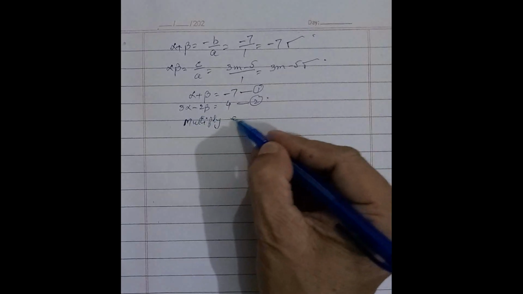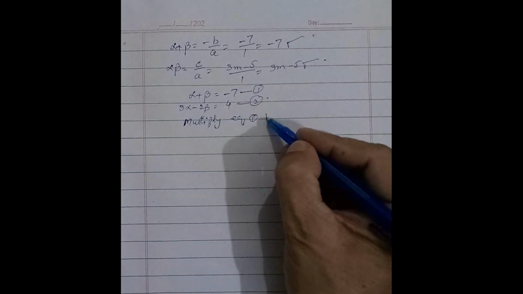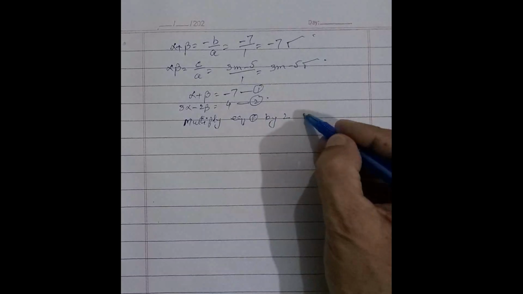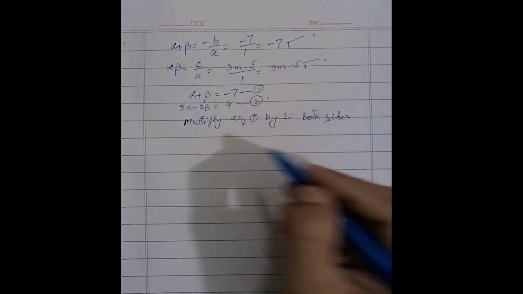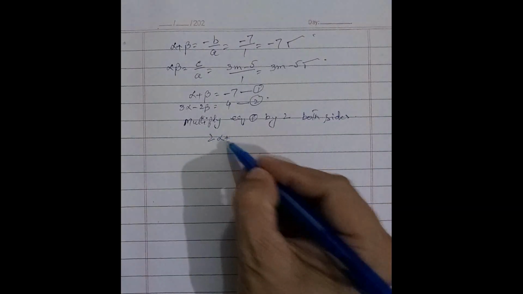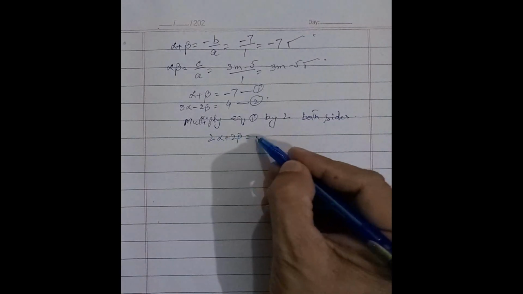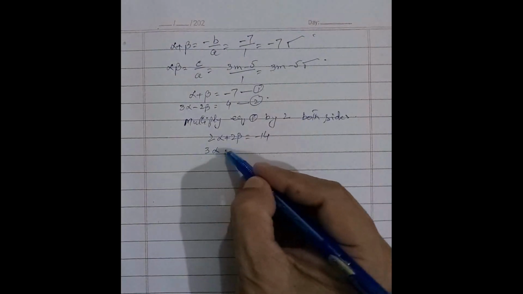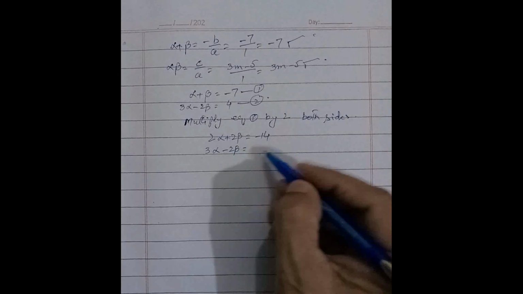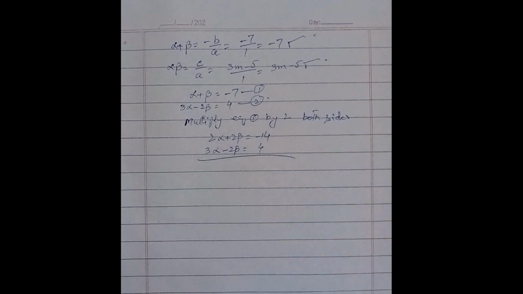Multiply equation 1 by 2 on both sides. We get 2 alpha plus 2 beta is equal to minus 40. And the second is 3 alpha minus 2 beta is equal to 4. Now we simplify these values.